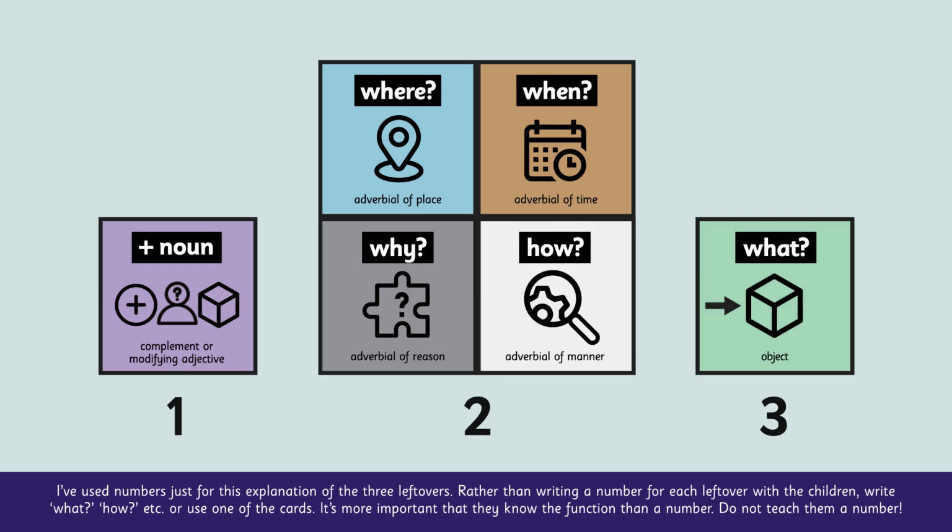When you label leftovers, you do not need to give a number to them. You do not need to get the children to memorise what a 2 is, what a 1 is, what a 3 is. This is simply to show you that these are the 3 leftovers. When you move forward to modelling writing, simply draw an arrow where the leftover is and describe its function. Say to the children, what does this tell you more about? It tells you where. Okay, so it's a where, let's write where. Or use our new sentence pattern cards and stick the where on the screen, etc.